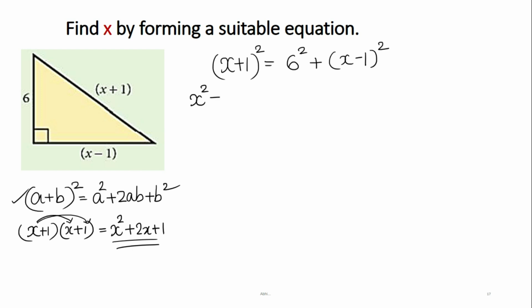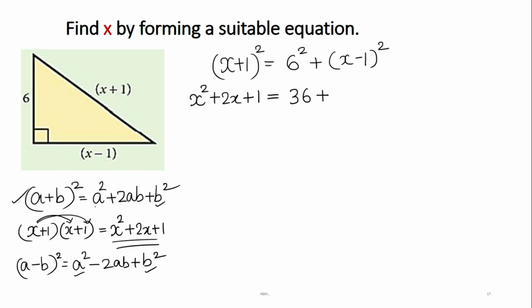So let me write x squared plus 2x plus 1 is equal to 6 squared is 36, plus again here I have x minus 1 the whole square. To remind you of the identity, when it is a minus b the whole square, the identity is a squared minus 2ab plus b squared. It's just the sign which changes. If it's plus, it's a plus 2ab term in the middle. And if it's minus b, it's going to be a minus 2ab. The remaining terms just remain the same.